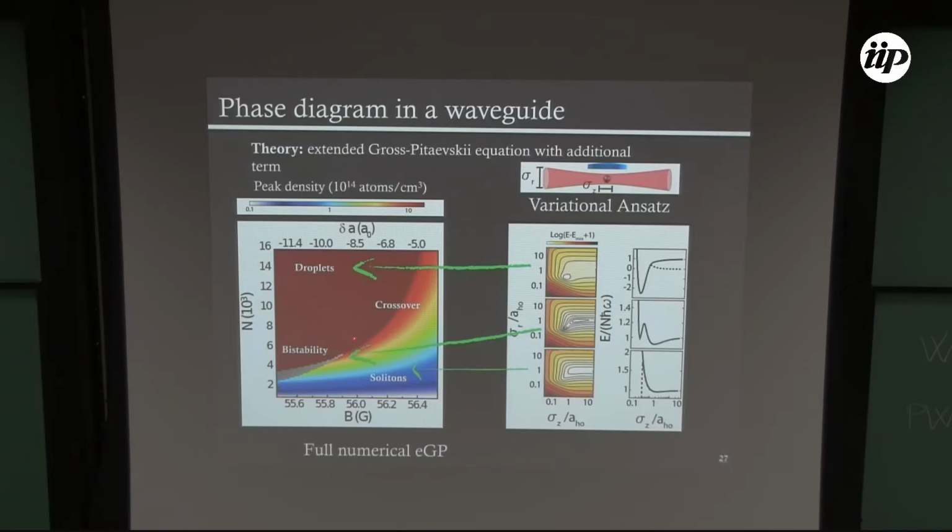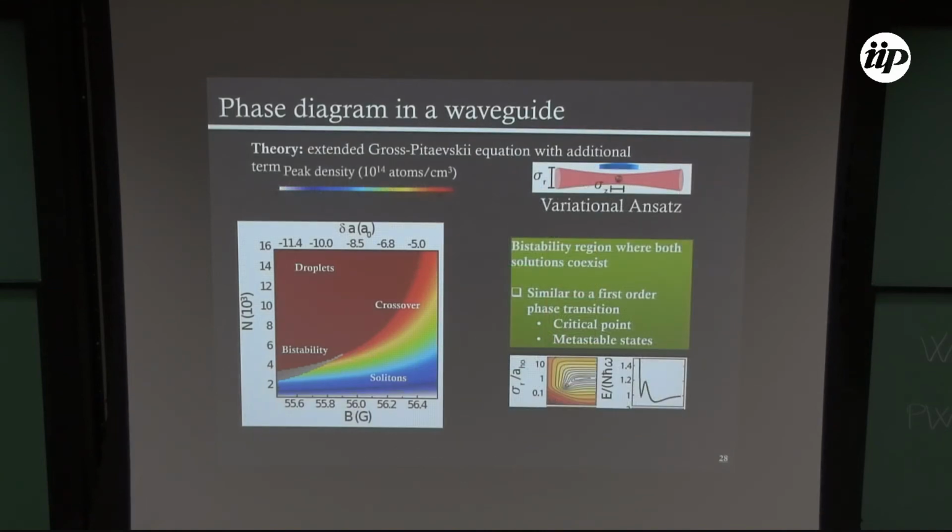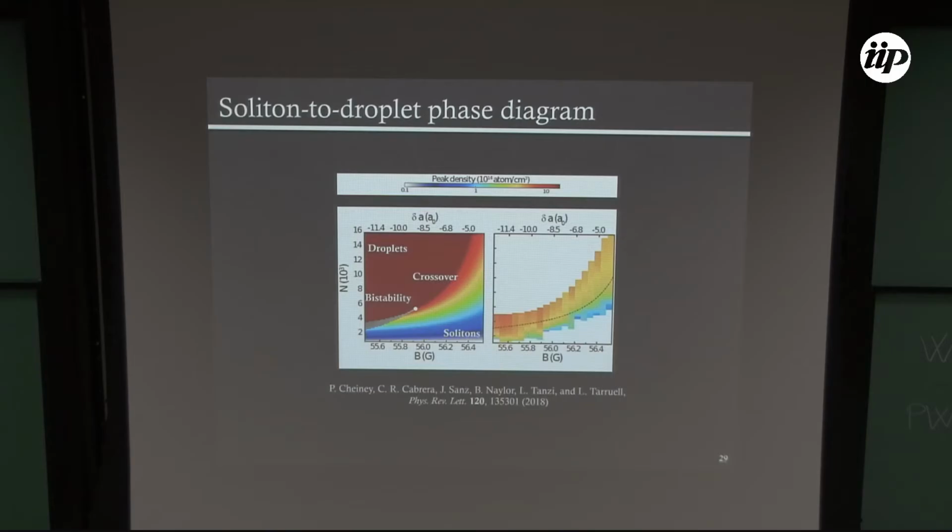And what is interesting is that we observe a bistability where we have two minima and metastable states, and also a critical point, as I show here. This is interesting because this bistability region is similar to a first order phase transition. We observe a critical point, we observe metastable states, and how these two minima can appear or disappear in this bistability. So we have explored this experimentally, because what I have shown before is just theory.